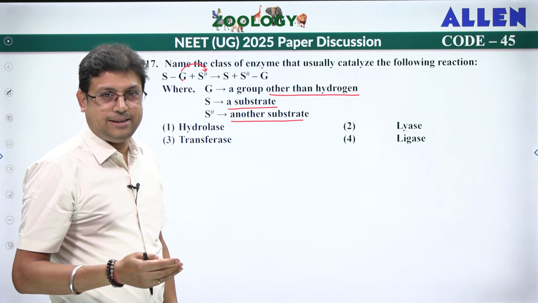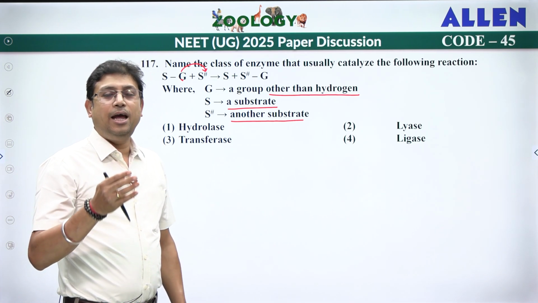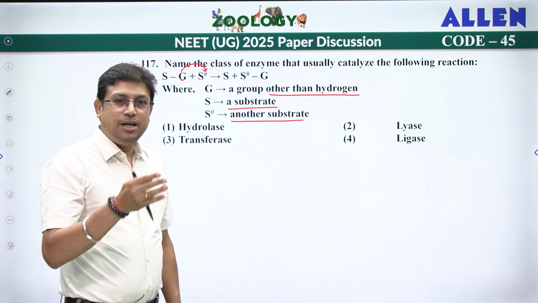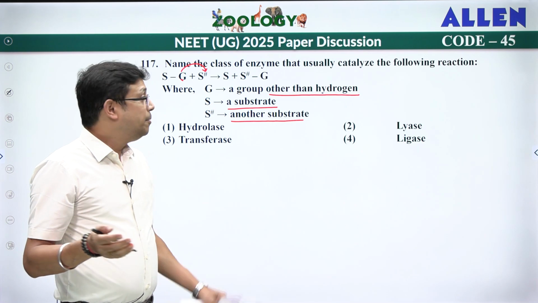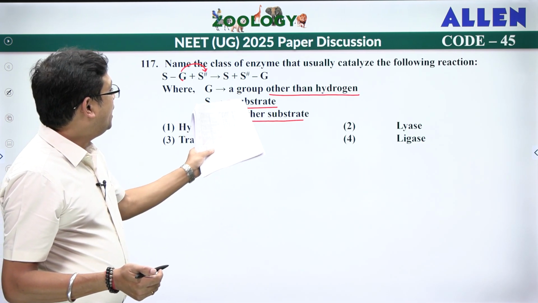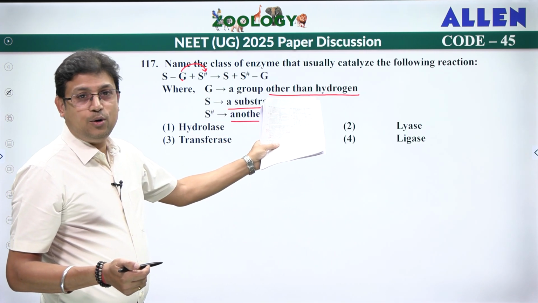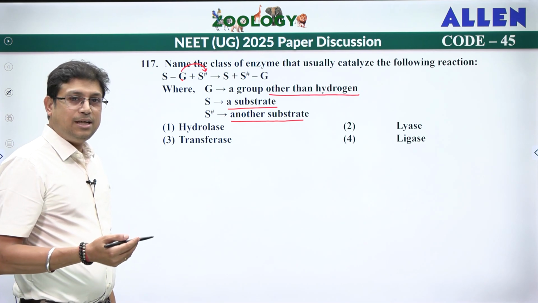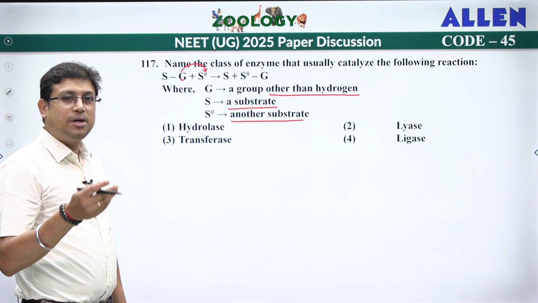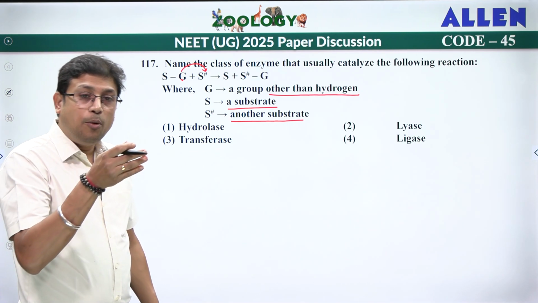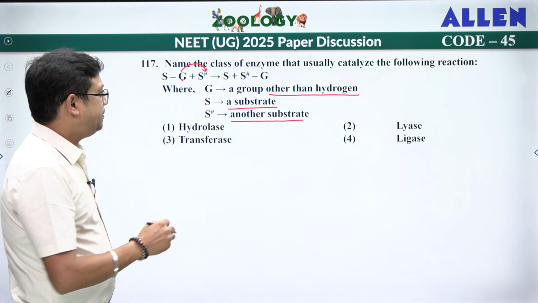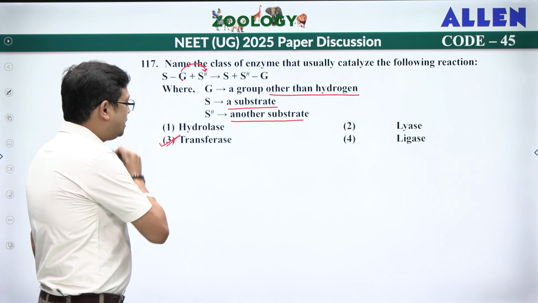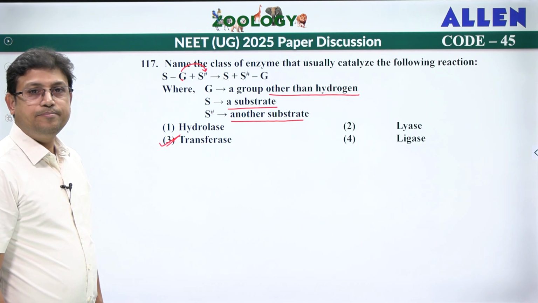One is oxidoreductase. Oxidoreductase is the enzyme that transfers hydrogen from one compound to another compound, right? But here it is saying G is what? A group other than hydrogen. So the next answer will be transferase. Those that transfer atoms or groups of atoms from one compound to another. For example, transaminase, right? So here the answer is transferase, the third one. Next.